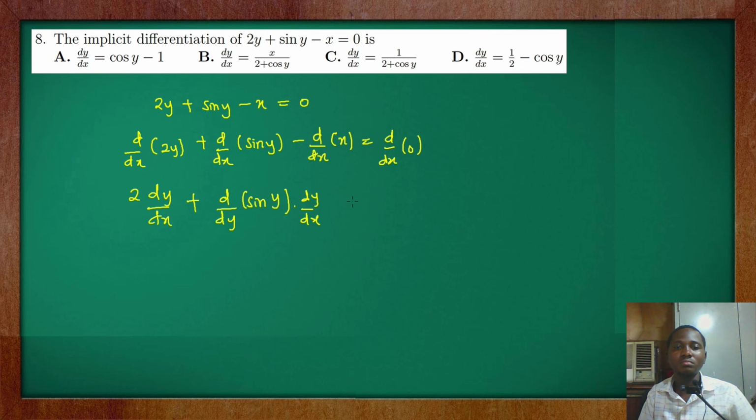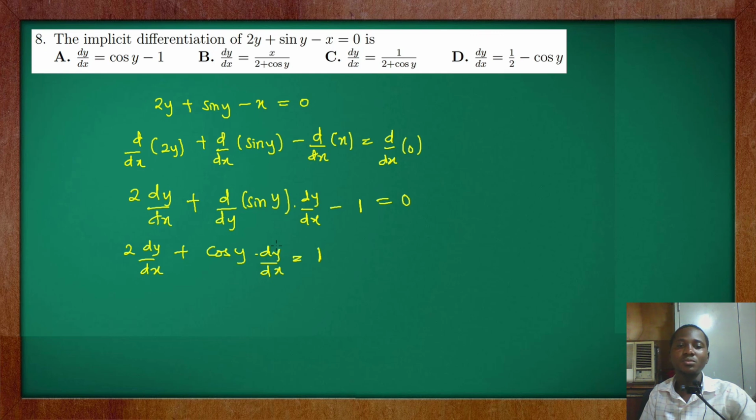All right, so then minus, if you differentiate x with respect to x, you have this to be 1, then you have this to be 0. All right, so now I will have this to be 2 dy dx, then plus differentiate sine y, you have this to be cos y, then multiply by dy dx, then to be equals to 1. That is if you bring 1 to the other side.